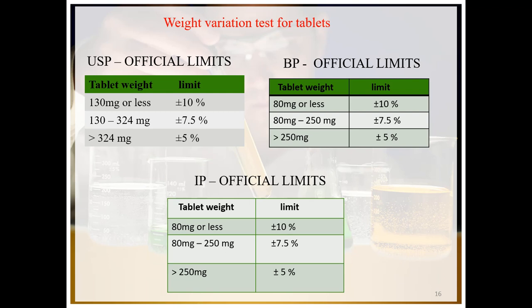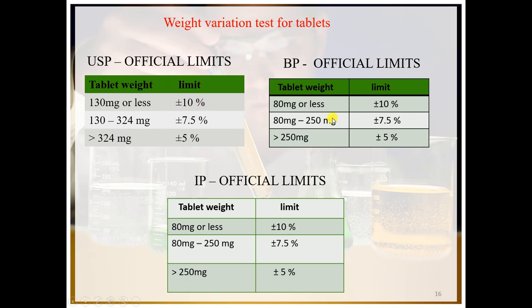In the second case, according to the BP, British Pharmacopoeia, the official limits for the tablets, I mean that we shouldn't exceed this value. The deviation shouldn't increase or decrease from 10% if the tablet weight is 130 milligram or less than 130 milligram. For example, 128, 127, then the possible limit is 10%, meaning it shouldn't deviate from 10%.